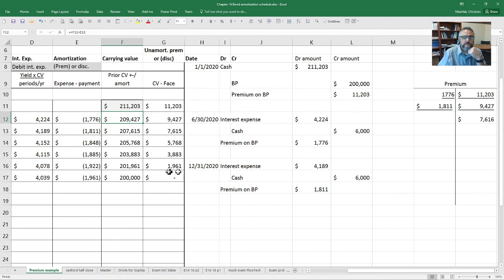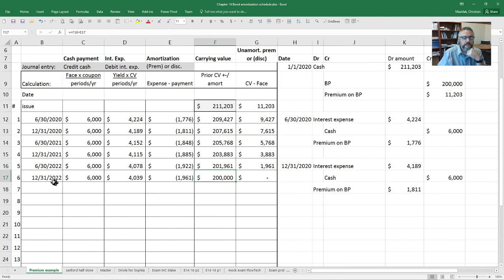And again, when we get to the end of the bond's life, after we make our last journal entry at December 31st, 2022, it's going to bring our unamortized premium down to 0. And then the only thing we have left to make for a journal entry is just the credit to cash and the debit to bonds payable to write off the bond payable amount.